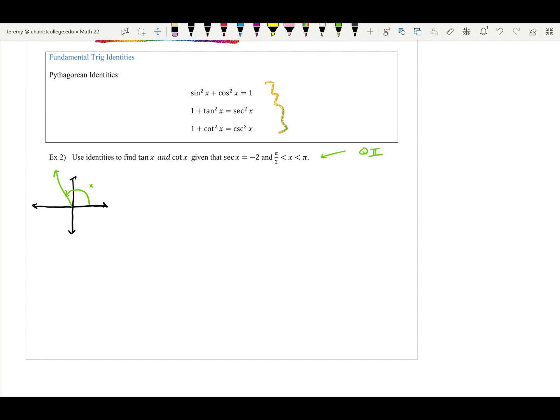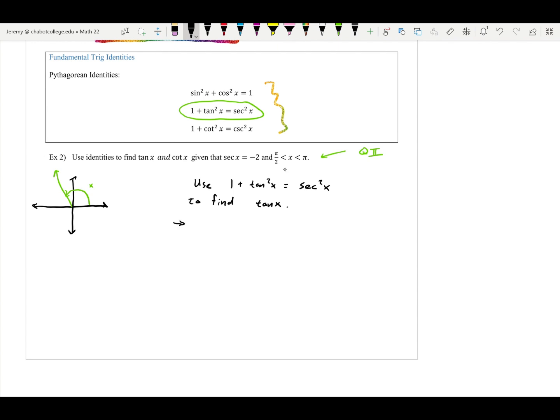Secant of x is -2. And I have a Pythagorean identity that involves secant. It's this one right here. So what I want to do is use 1 plus tangent squared x is equal to secant squared x. And tangent x is in this, so I think I'm going to start by finding tangent of x, and then I can come back and deal with cotangent afterwards. So I'm going to use this to find tangent of x.